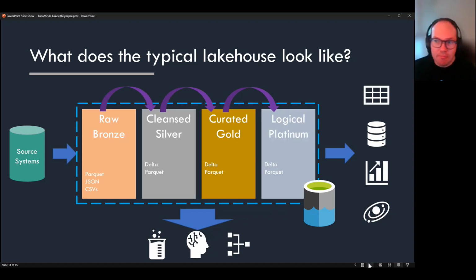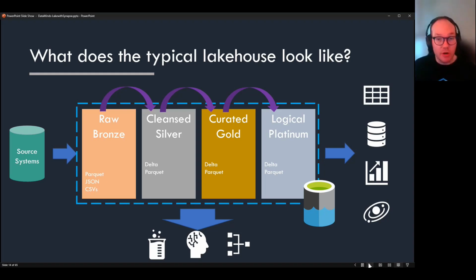Some customers even go a step further. They have a platinum layer and potentially call that a logical layer. This starts to become where my opinions, or my argument as to why I don't like bronze, silver, gold, platinum, becomes a problem, because if you put a fifth layer in there, what do you call it?